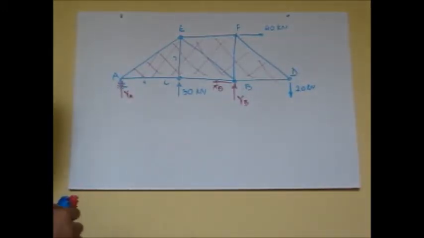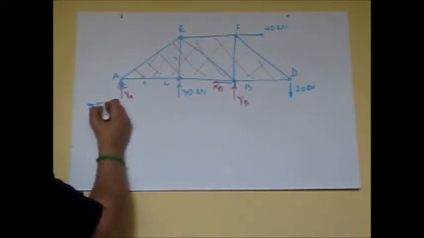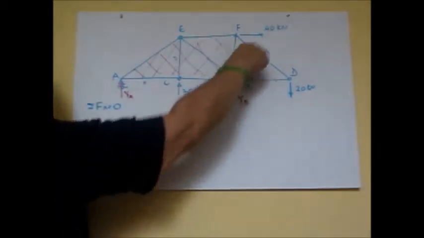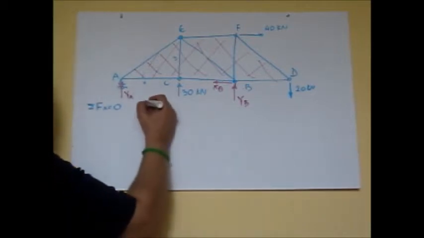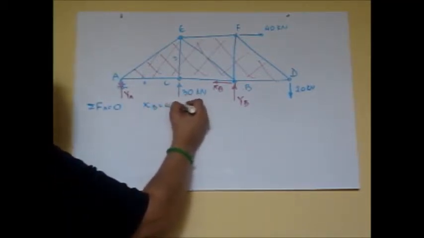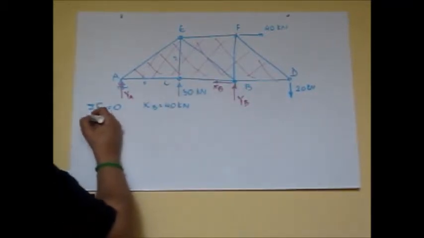By the sum of the forces in the axis X equals 0, guys, sum of forces in the axis X equals 0. What do I have in axis X? I have only XB and 40. In order that this sum is 0, these have to be equal. So right away, XB equals 40.